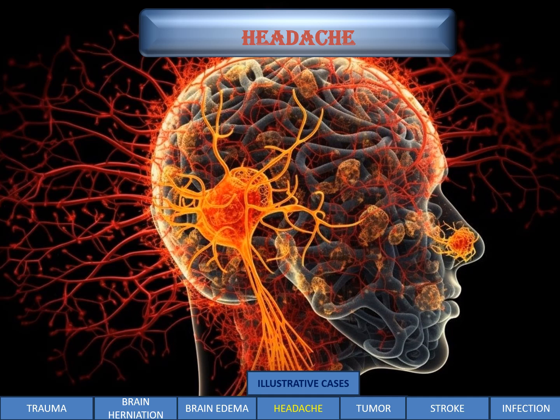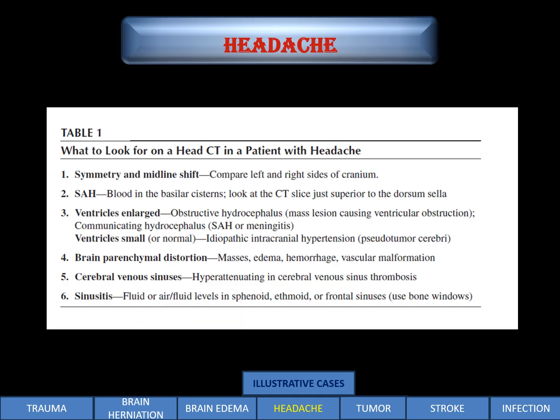Moving on to the fourth subset of illustrative cases, namely headache. So this is a typical example where the targeted appearance of interpretation of CT brain is helpful. Whenever we look at a CT brain, there is a checklist that we have, which integrates our systematic approach.